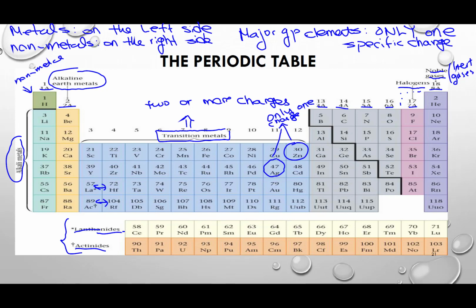Then group 1, starting with lithium. Group 2. Some of the elements in group 3 are metals. Group 4 with carbon. Group 5 with nitrogen. Group 6 with oxygen. Group 7 starting with fluorine. And group 8 starting with helium. These are all nonmetals. Between major group 2 and 3, we have transition metals, and then we have lanthanides and actinides. Transition metals, lanthanides and actinides are all metals, but they have 2 or more charges, whereas major group elements have one specific charge assigned to them.